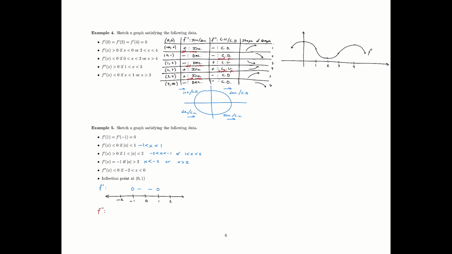So far, we've taken care of the first bullet point and the second bullet point. The third bullet point is that if we are between negative 2 and negative 1, so right here, or between 1 and 2, so right here, if we're in either of these two regions, the first derivative is positive. So this would mean positive, positive.